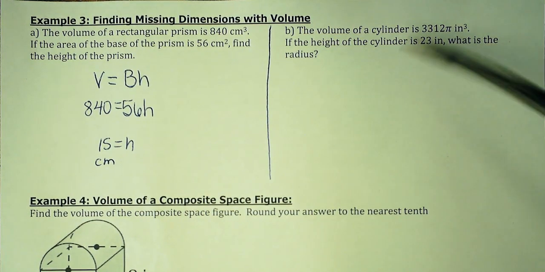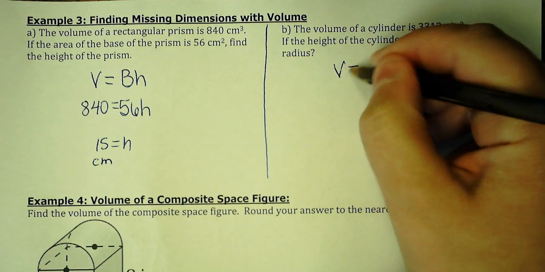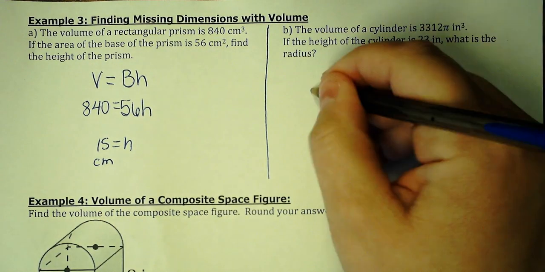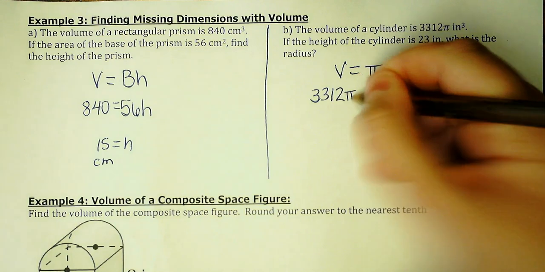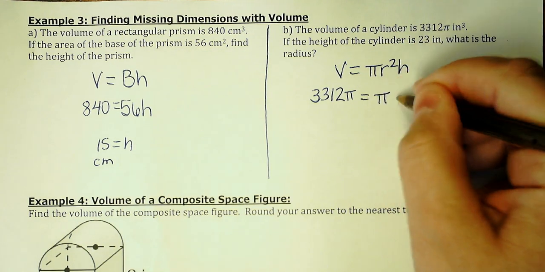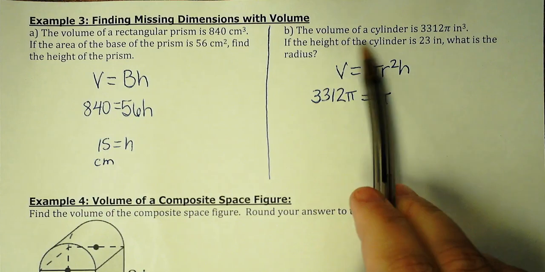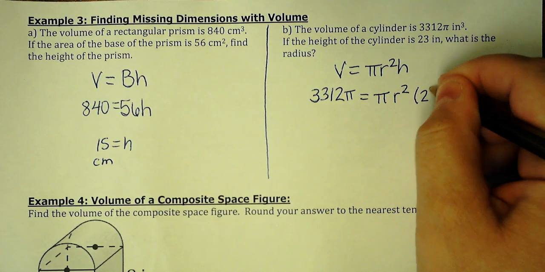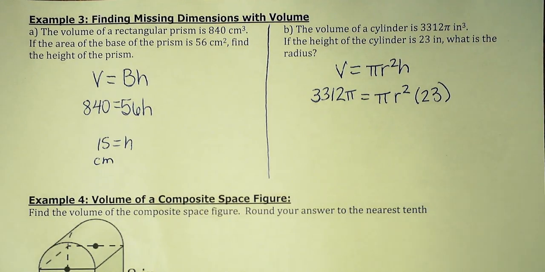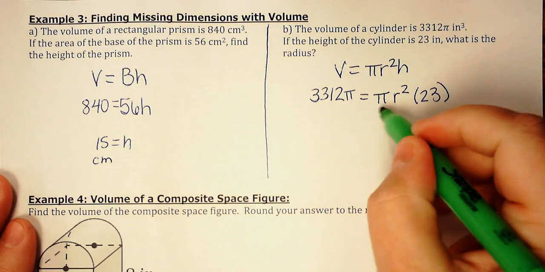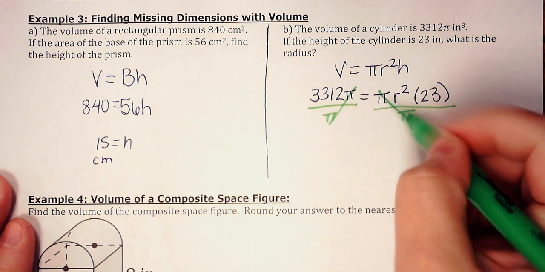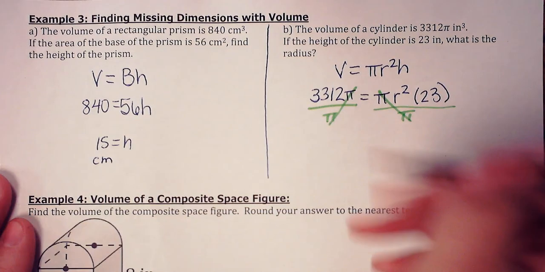All right, now this one gives me volume of a cylinder, so I'm just going to write the formula there. I know the volume, so I'm going to sub that in for V, that 3,312 pi. Okay, pi is part of the formula. It says if the height of the cylinder is 23, what's the radius? So I don't know the radius here, but I do know the height is 23. Okay, first thing I would do with this, everything on both sides is being multiplied. So I'm actually going to divide both sides by pi just real quick, and it ends up canceling out on both sides when they leave your volume in terms of pi here.